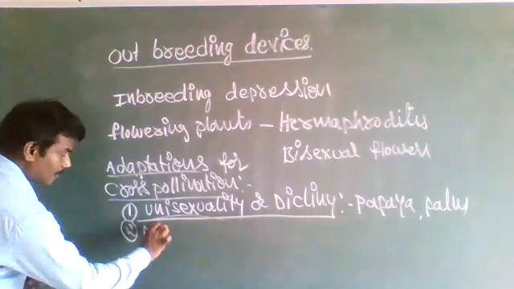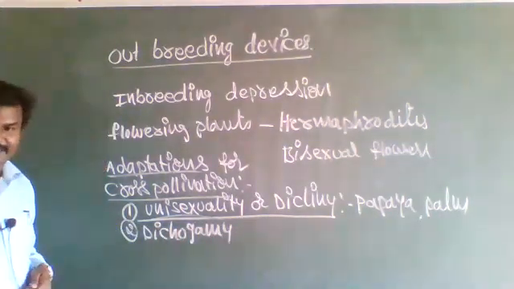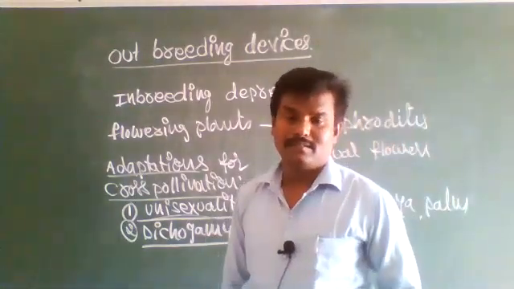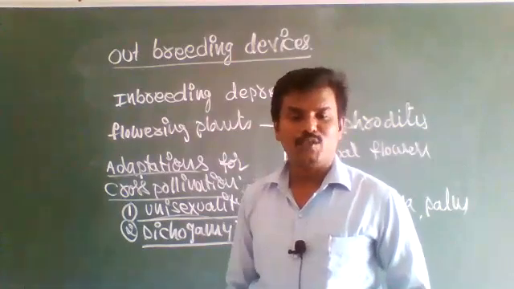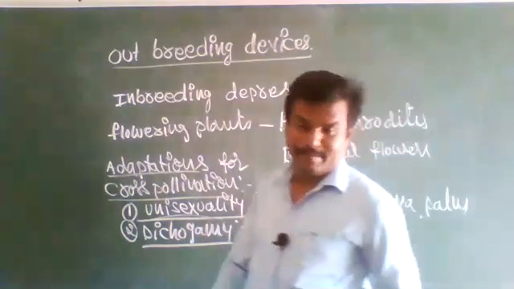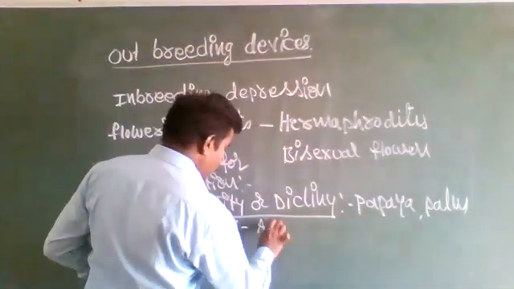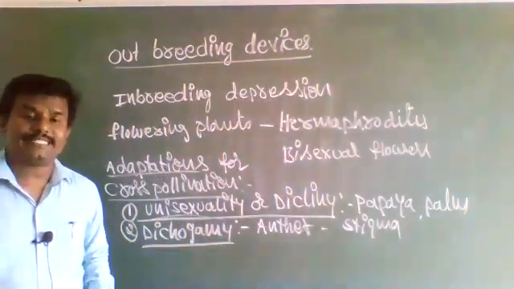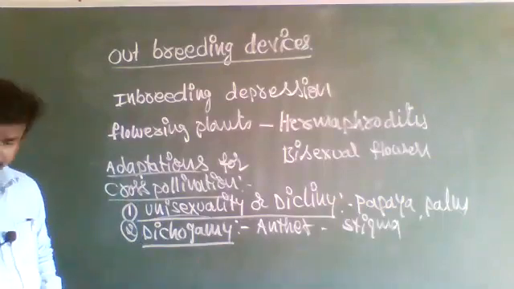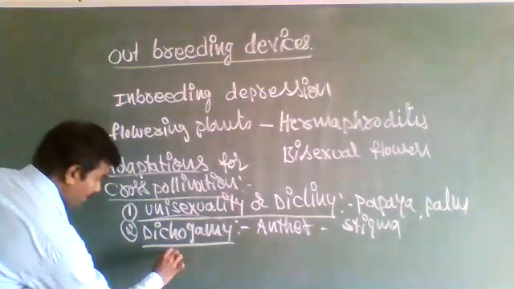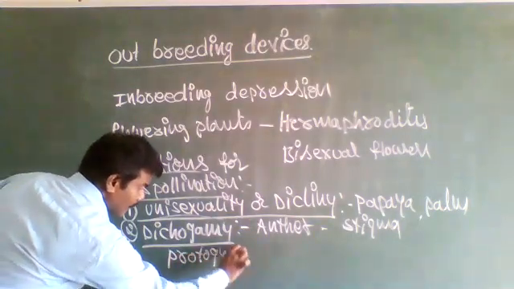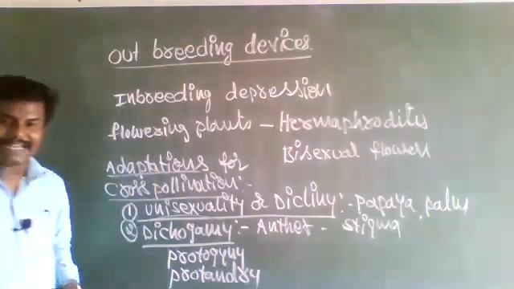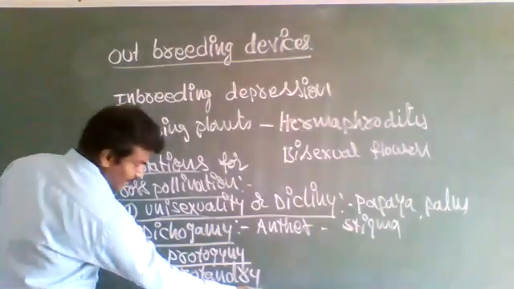The second one is dichogamy. In some bisexual flowers, the anthers and stigma mature at different times. That is called dichogamy. Dichogamy is of two types: one is protogyny, and the other is protandry. Protogyny and protandry.